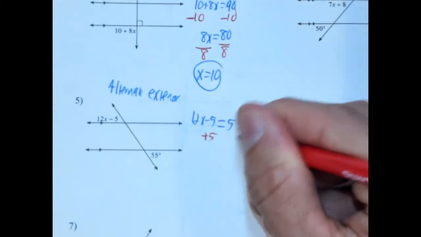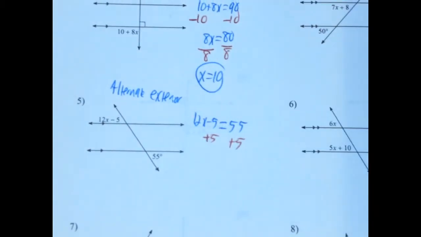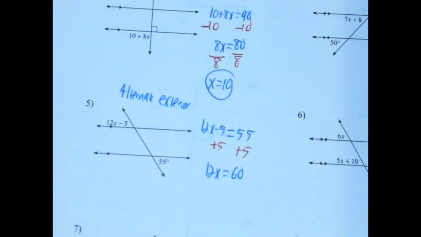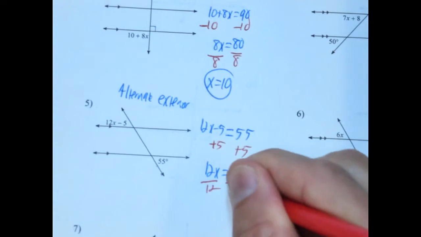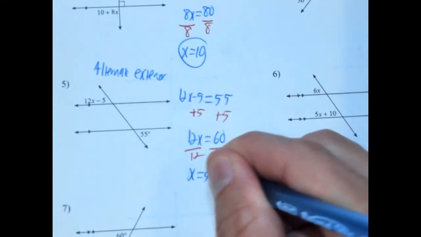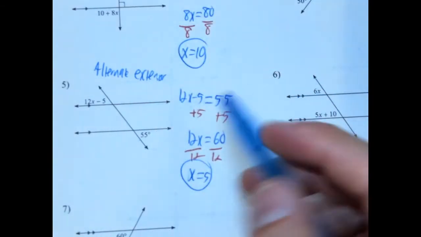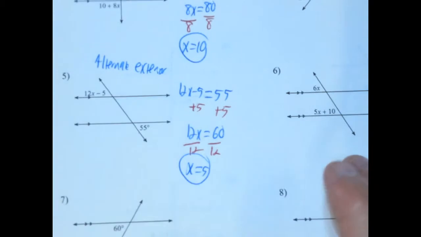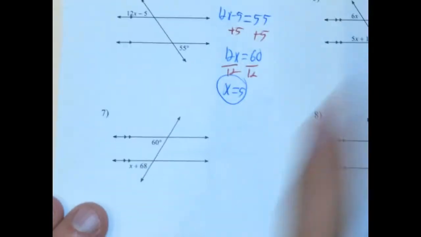We're going to add 5 to both sides. And that's going to give us 12x equals 60. We divide by the coefficient here, so divide by 12. And 60 divided by 12 would be 5, so x is equal to 5. And of course, remember, you can go ahead and plug it back in. Let's do that. So 5 times 12 is 60. 60 take away 5 is 55. Yep, they match up. All right, last one here.